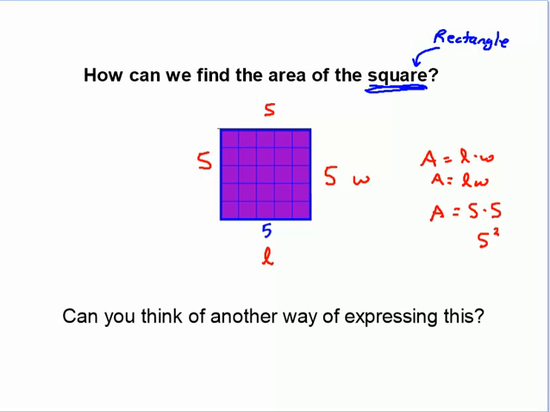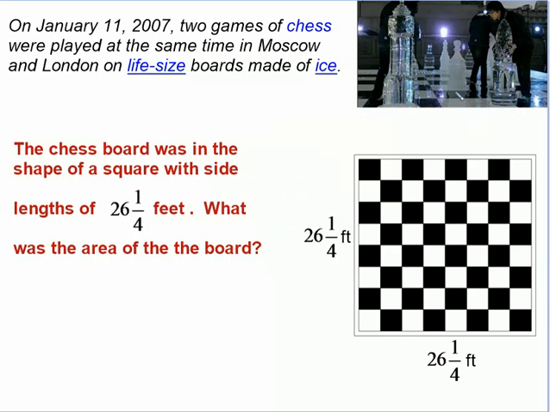So we could also say that the area, this is another formula for the area of a square, the area is equal to the side squared. In our case, that side is 5, and A is equal to 5 times 5, or 5 squared, which is 25.